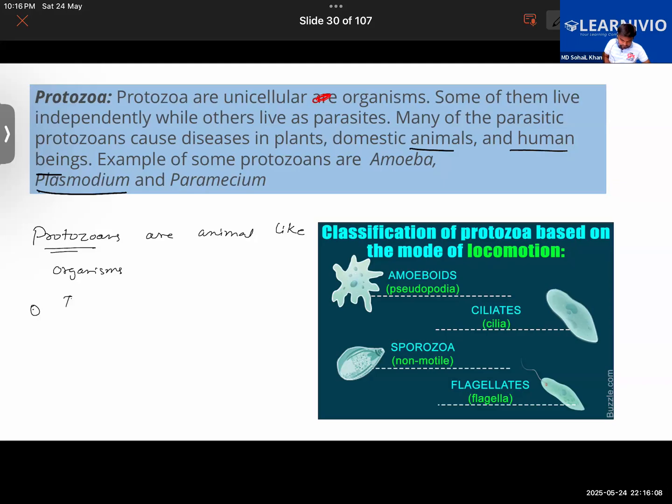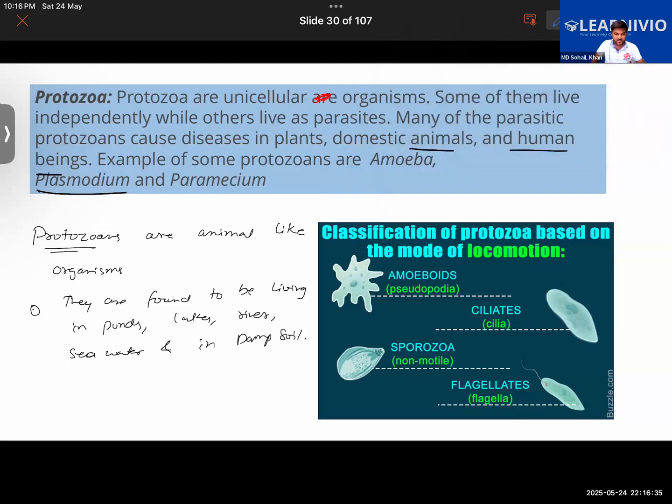They are found to be living in ponds, lakes, rivers, seawater, and in damp soil also they can be found living. So that is where they are found.